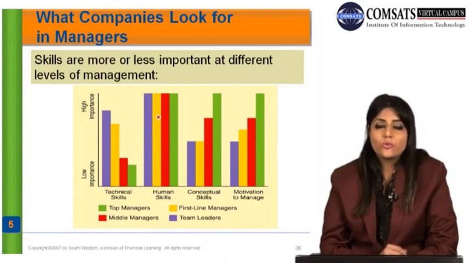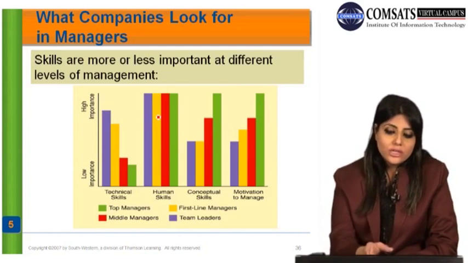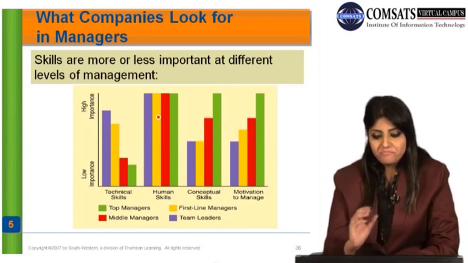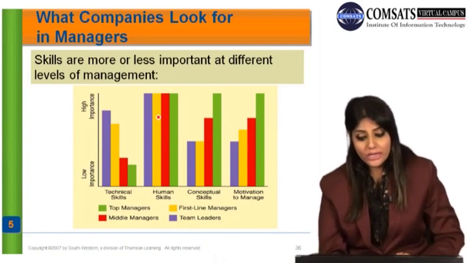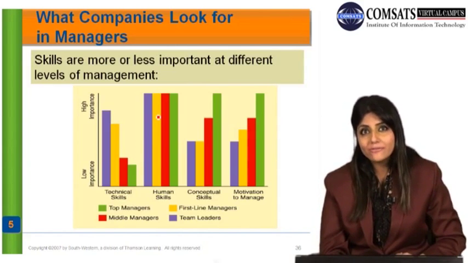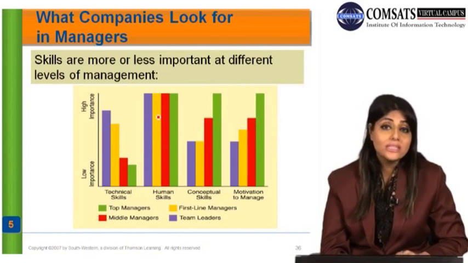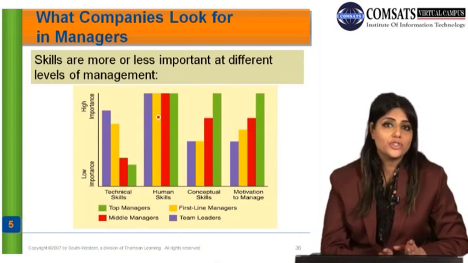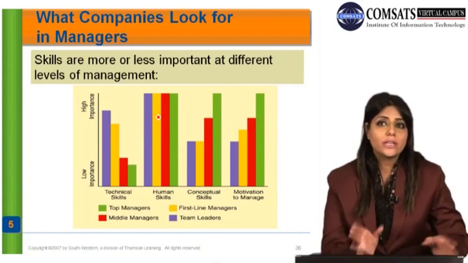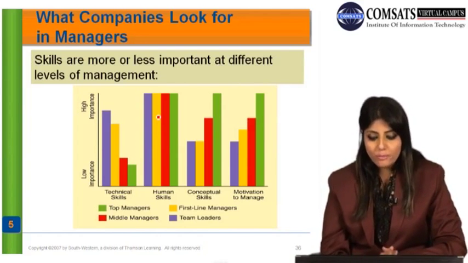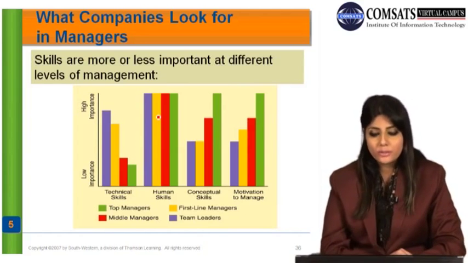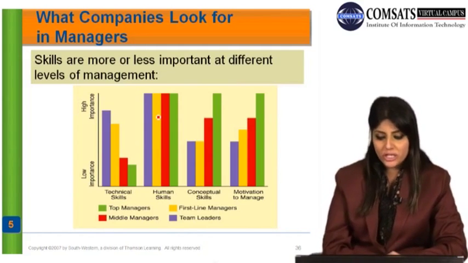Human skills, as you can see here from the graph, are equally important at all levels of management. Conceptual skills are more important for the top level managers, because they have to design the corporate strategy of the organization at the highest level. So they need to see the different parts of the organization in integration with each other and with the external environment. Therefore they are most important for the top managers, a little less important for the middle managers, and least important for the team leaders.